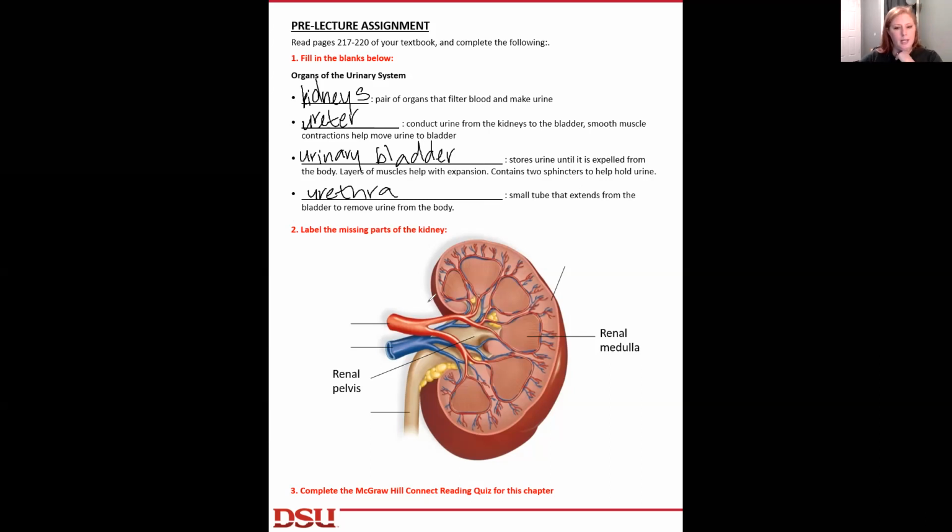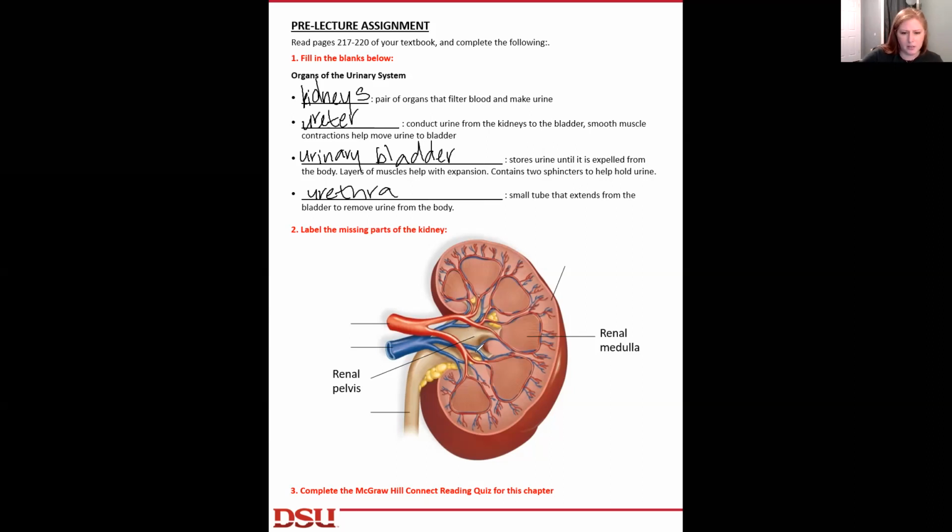In men, the urethra is much longer because it runs the length of the penis. In women, it's way shorter, which is why women tend to suffer from UTIs or bladder infections more often than men, because the distance from the urethra to the bladder is a lot shorter in women.